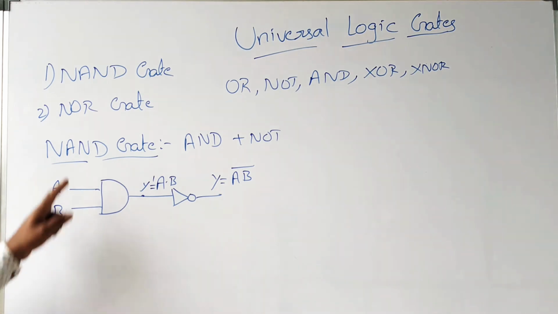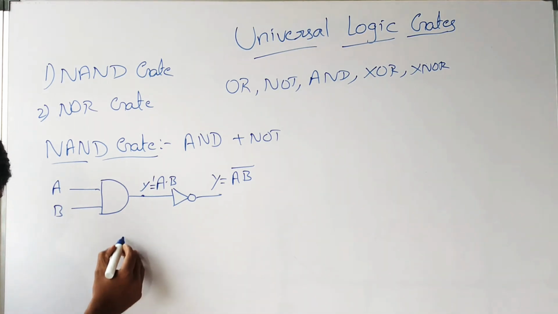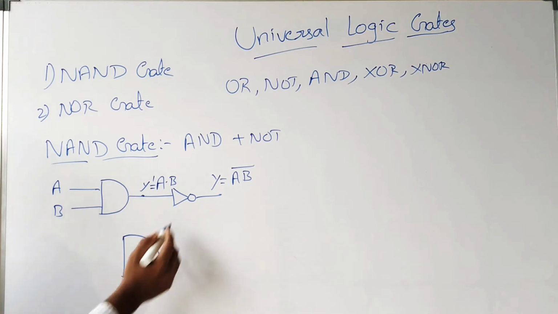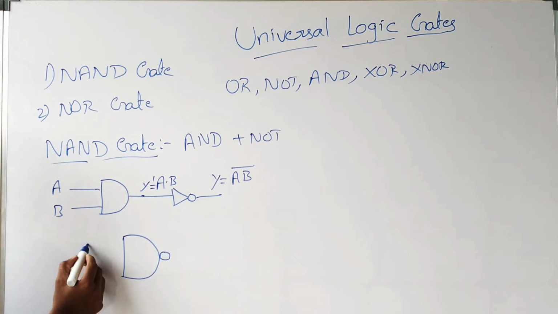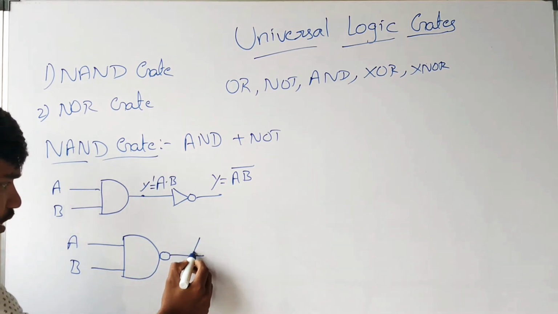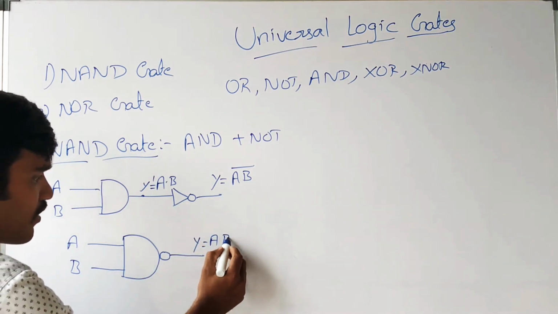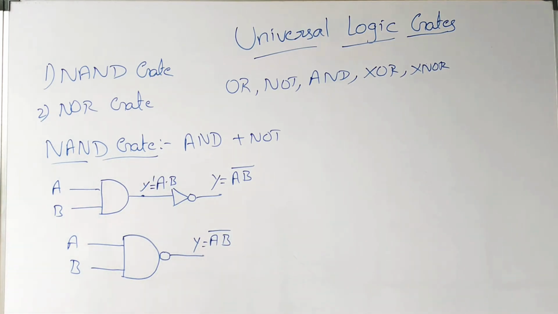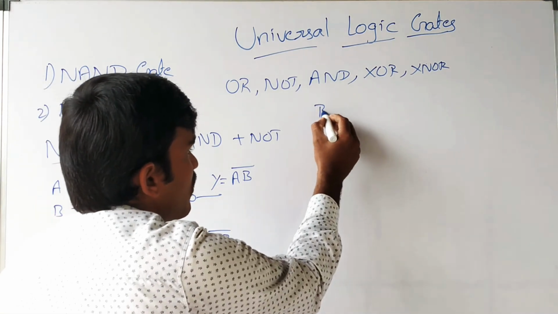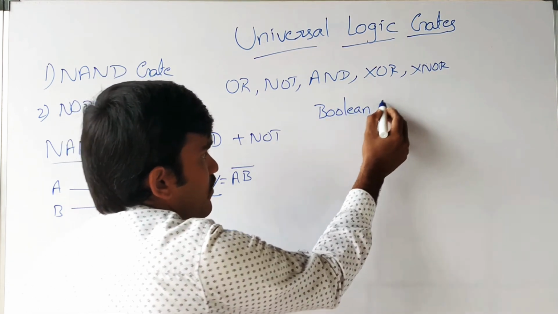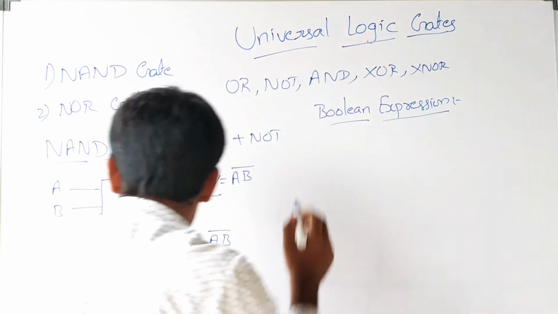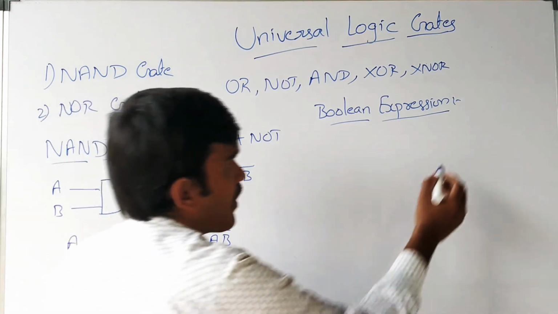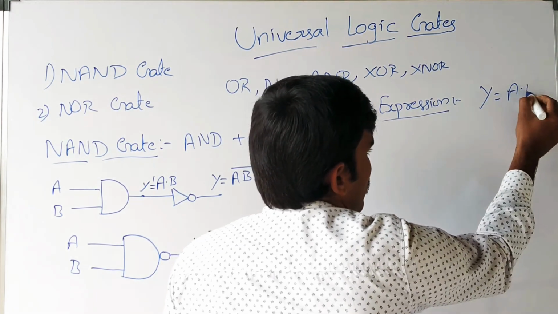Now look at the NAND gate symbol. First of all, I put the AND gate, and NOT gate means I am taking just the bubble and putting it at the output. This is the symbol of the NAND gate, and Y is equal to AB whole bar. Now look at the Boolean expression of this NAND gate. What Boolean expression have we got? Y equals AB whole bar. This is the Boolean expression.